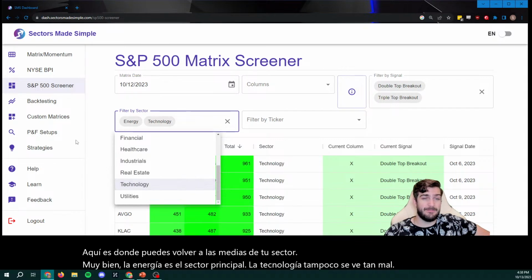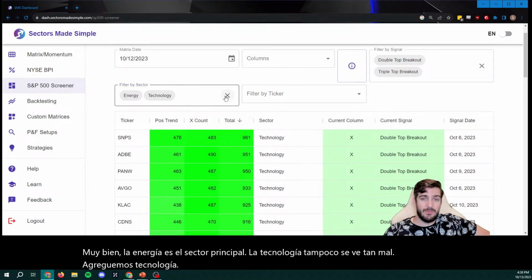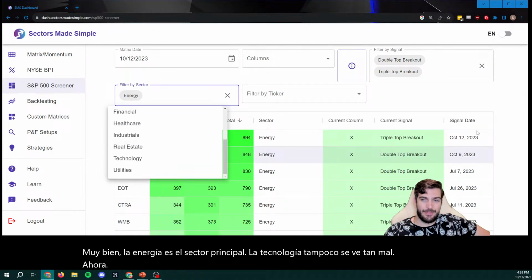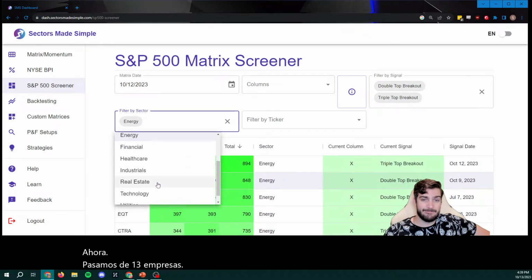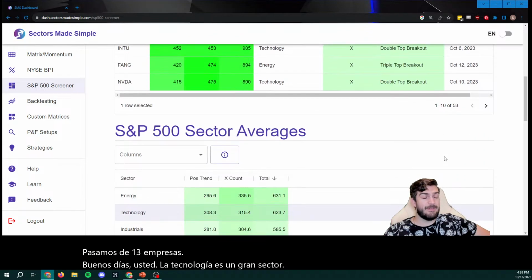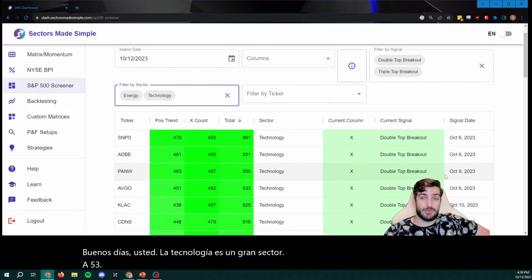Let's add technology. Now, we went from 13 companies, technology is a big sector, to 53. Now we have a lot more choices.